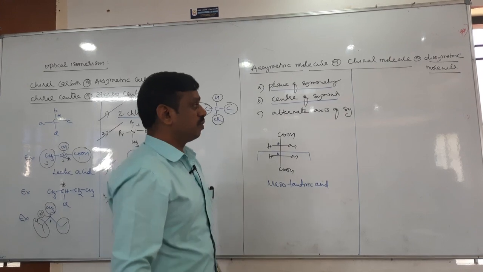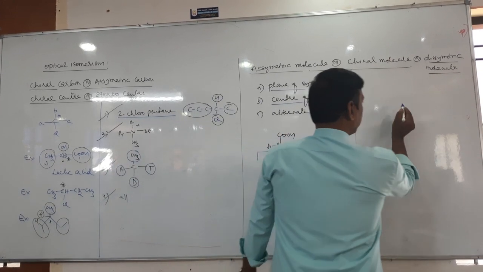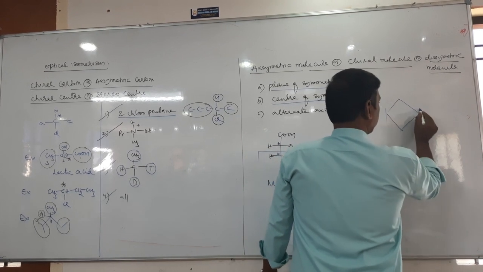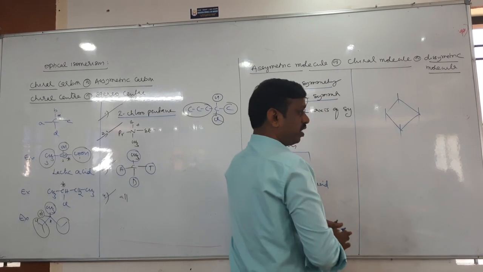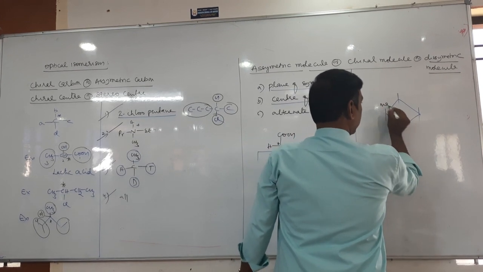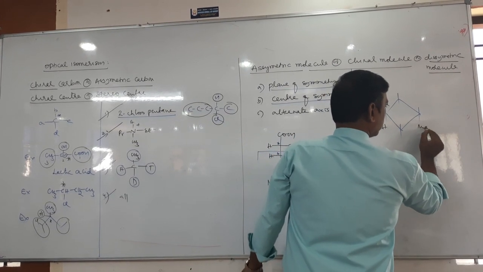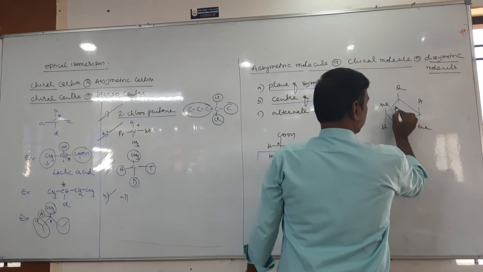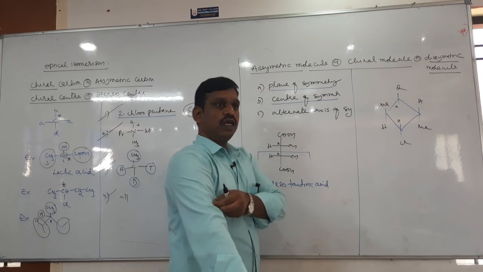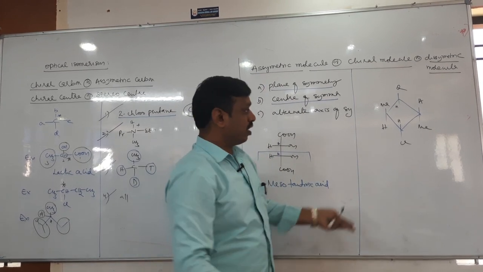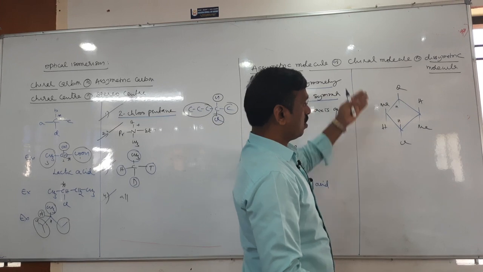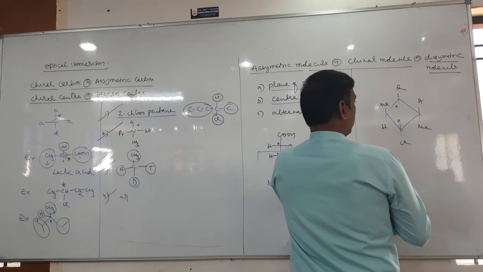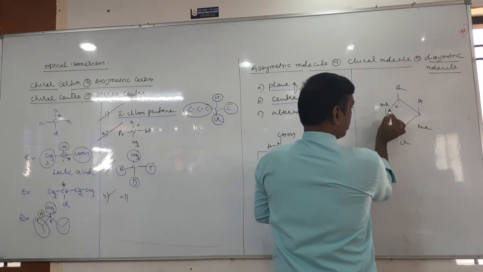So what is a center of symmetry? For center of symmetry, let us take this example. It is a cyclobutane. In cyclobutane, let us take the groups methyl, hydrogen, here methyl, hydrogen, chlorine, H. Okay, center of symmetry is an imaginary axis. The imaginary axis which passes through the center. There is an imaginary axis which passes through the center.